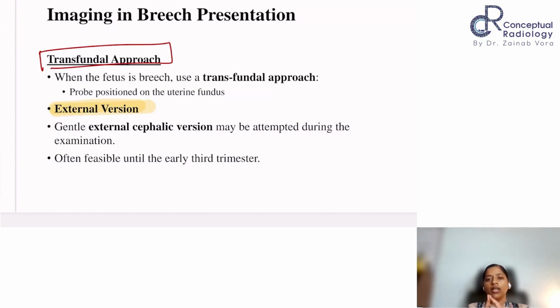When is it feasible? When you have a good amount of AFI. So if you have good liquor, gentle external cephalic version will help you achieve the ideal planes. We'll also see a video where the neurosonography is being done by a very respected sir. We'll see how he is maneuvering with the probe and how the images are displayed on the screen. So that's real life imaging.